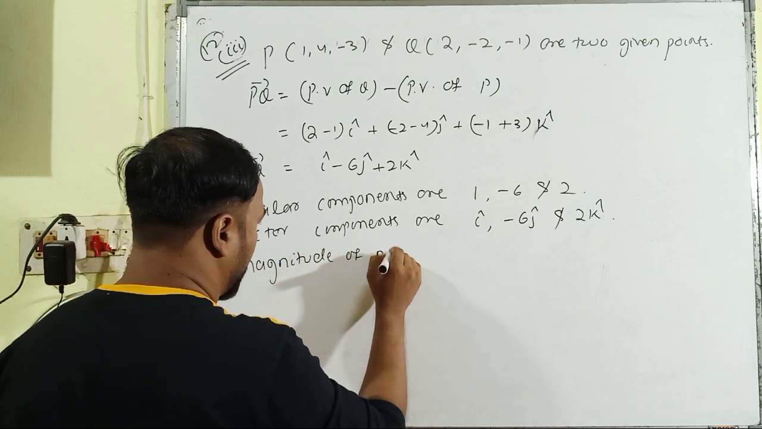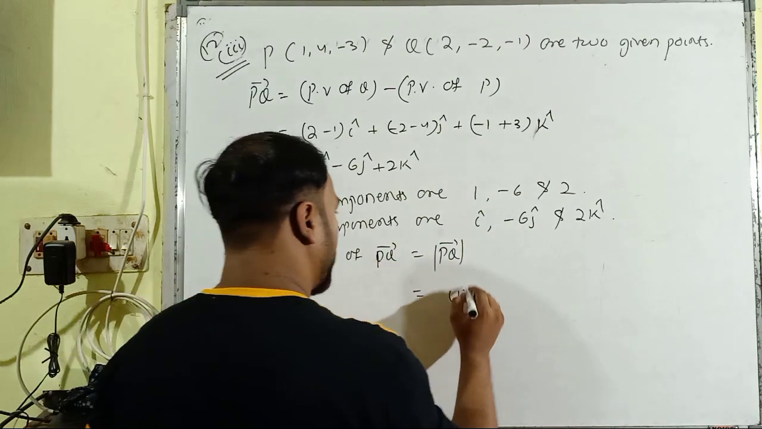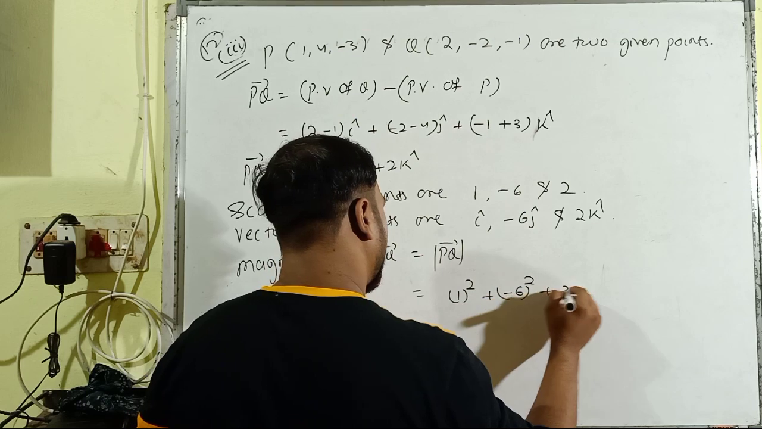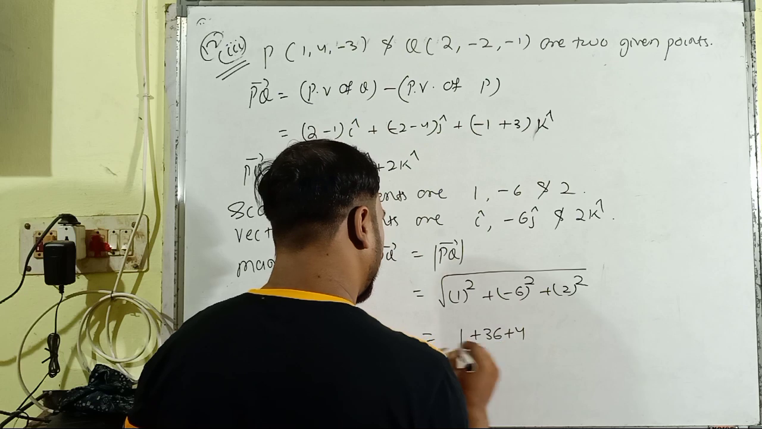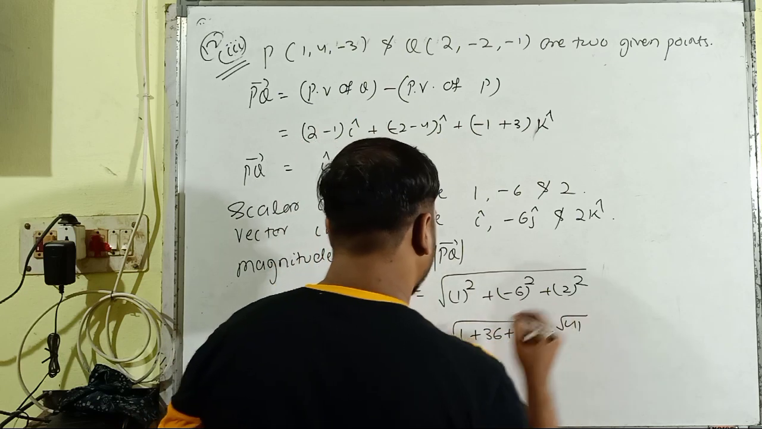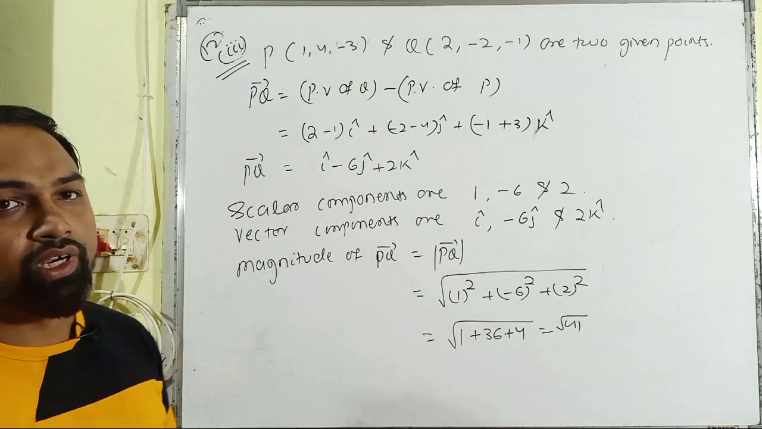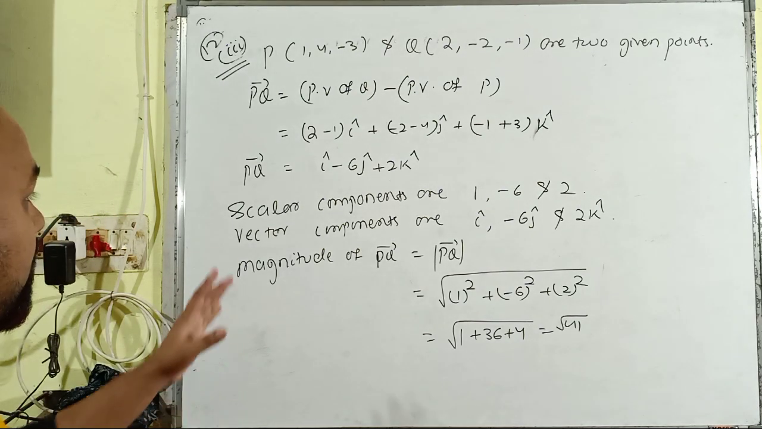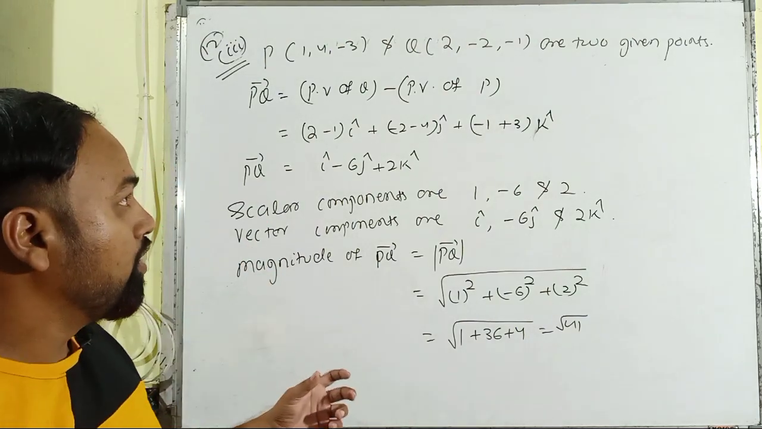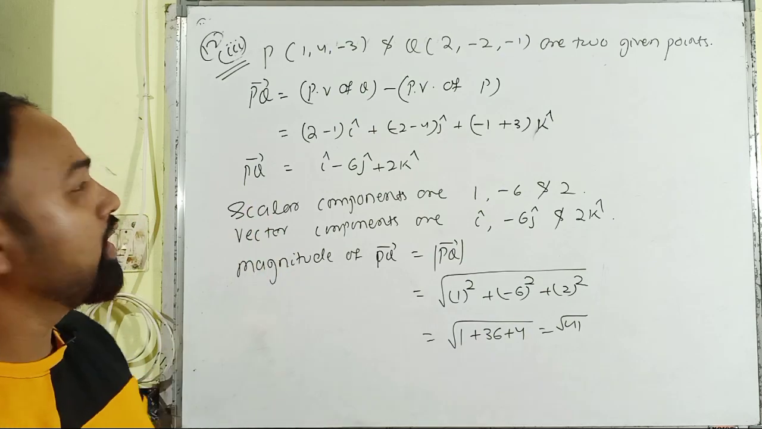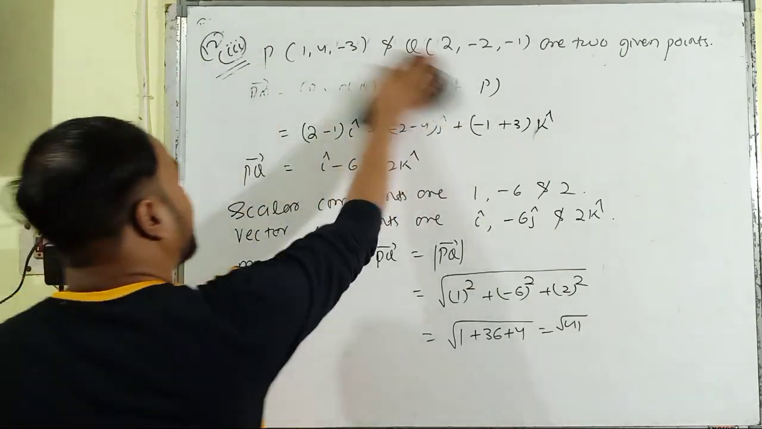Magnitude of the PQ vector is the square root of 1 plus the square of -6 plus the square of 2, that is square root of 1 plus 36 plus 4, and this is the square root of 41. So here it is all of the solution of number 12. Here we have evaluated the scalar components, the vector components, as well as the magnitude of a vector in which the coordinates of 2 points have been given to you. Then let us move towards number 13.